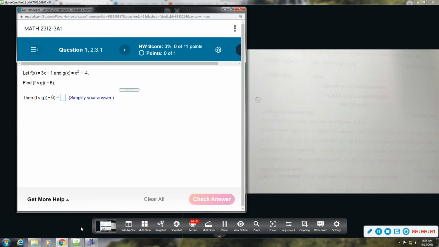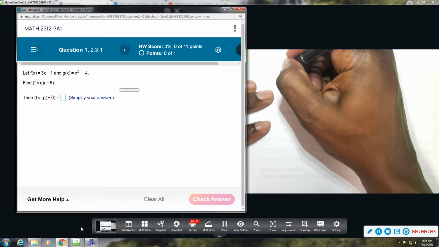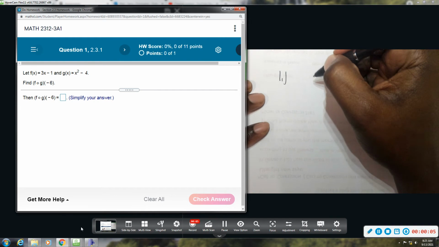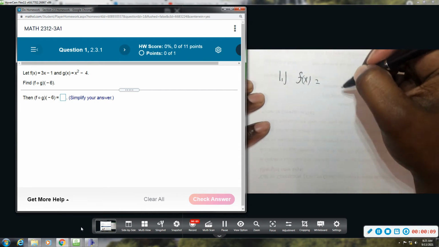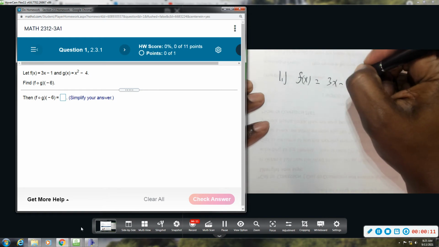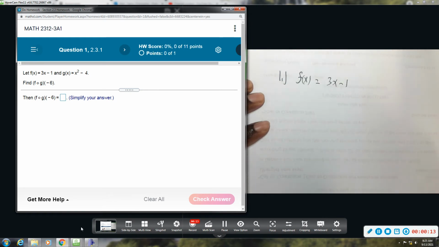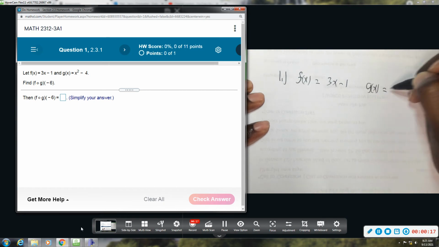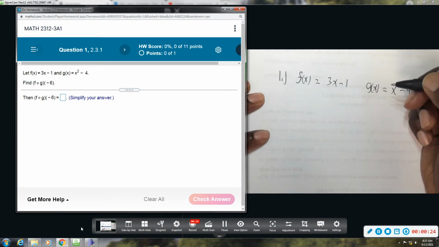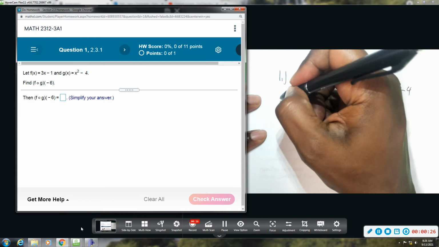Alright, so composition of functions. Number 1, we are given f of x is 3x minus 1. And we also have g of x, and g of x is x squared minus 4. We want to find f composed of g of negative 6.